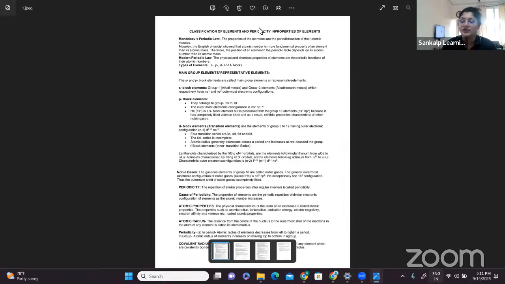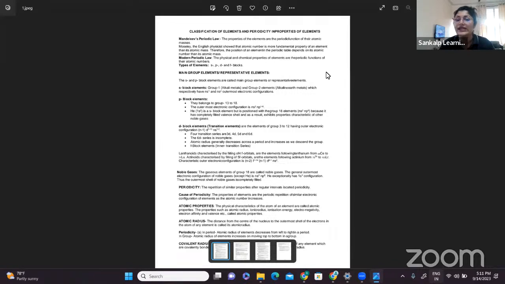Later there were next scientists, like Lothar Meyer. The studies were going on, on how the elements were discovered by the scientists. The next scientist who was studying the elements was Lothar Meyer. He studied from 1830 to 1895.